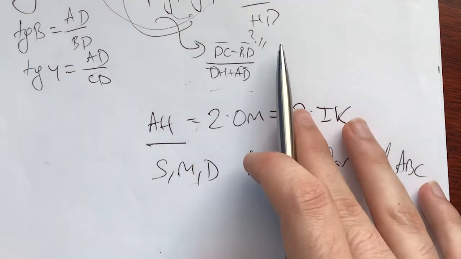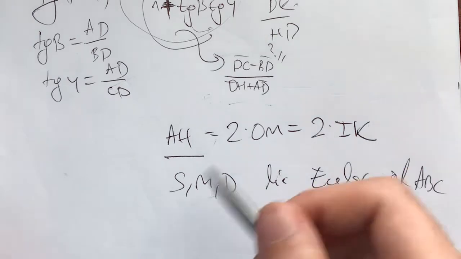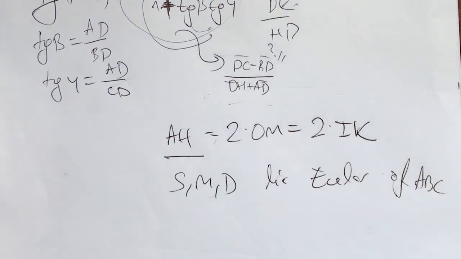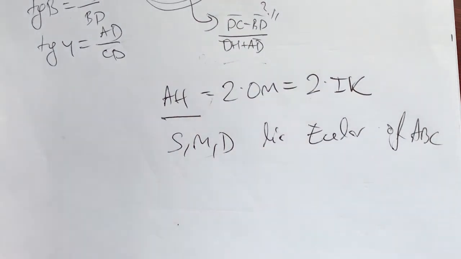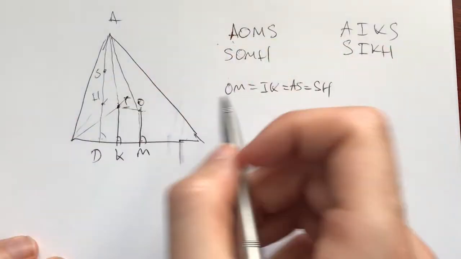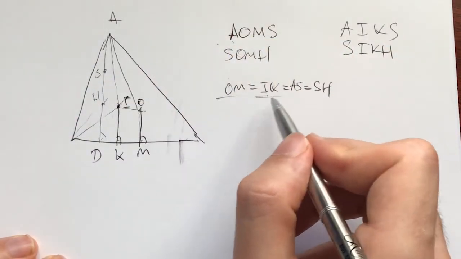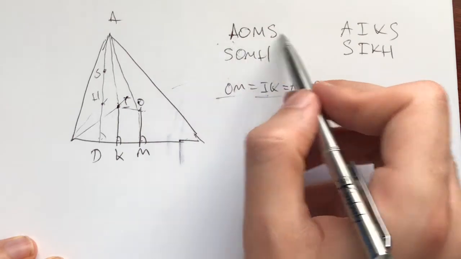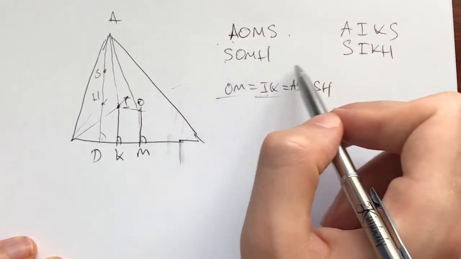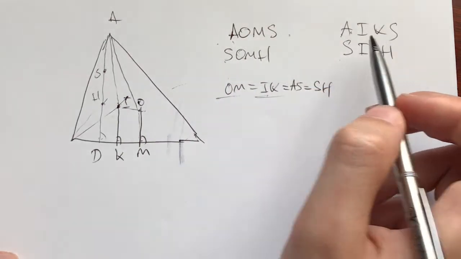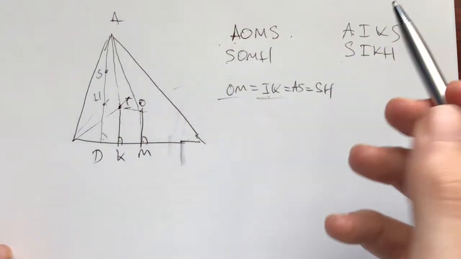And now with these facts, I invite you to pause for 5 minutes and figure out if you can figure something else out, if you can push these facts further. Here's the next idea. So here is what OM equal to IK gives us. It gives us AOMS, SOMH, AIKS, SIKH. It gives us that all of these are parallelograms.